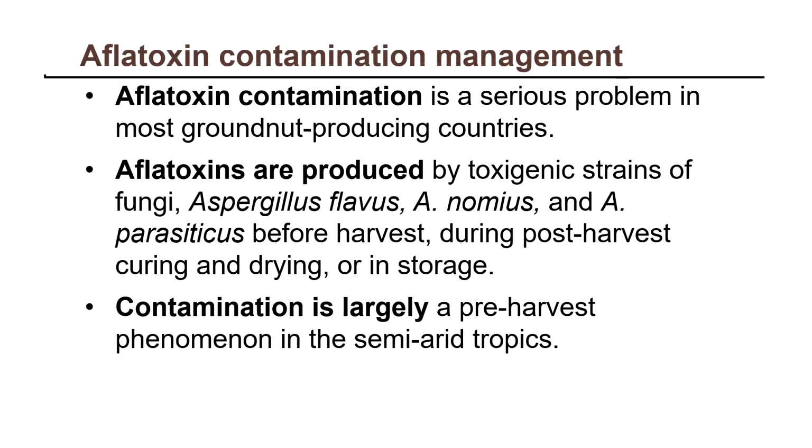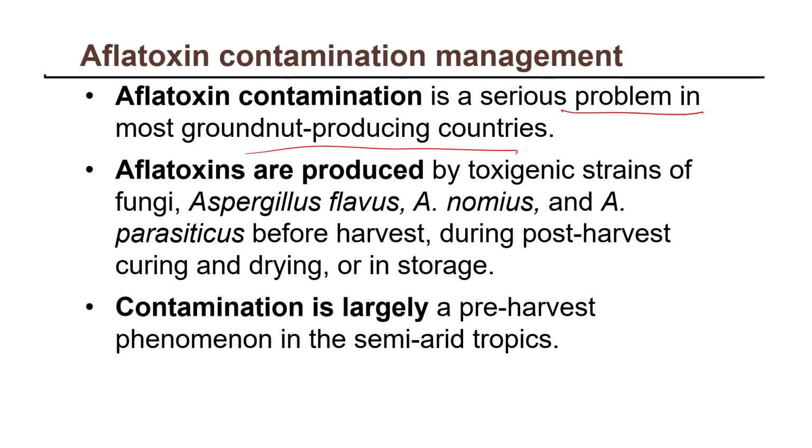But at the same time, one major problem encountered by groundnut is aflatoxin. Sometimes the fruits and seeds of groundnut get infested or attacked or contaminated by aflatoxin. So, let us see more about aflatoxin. Aflatoxin contamination is a serious problem in most groundnut producing countries.